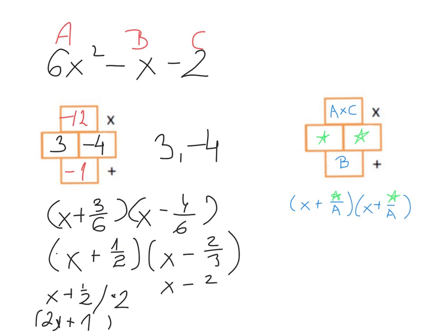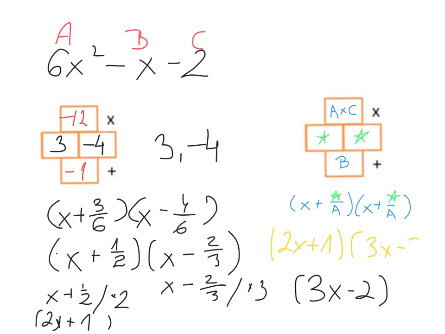And the same with the other one. x minus 2 over 3. We have to multiply the whole expression by 3. And the answer will be 3x minus 2. Okay? So this is our answer. I'm going to write it down in yellow. 2x plus 1 and 3x minus 2.